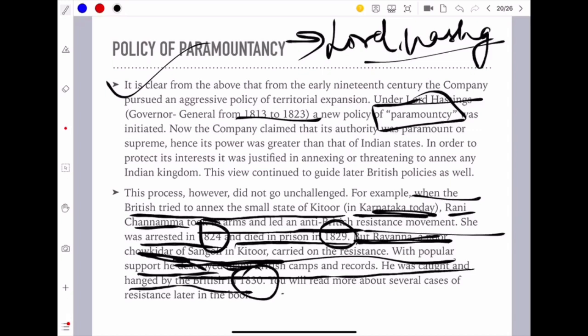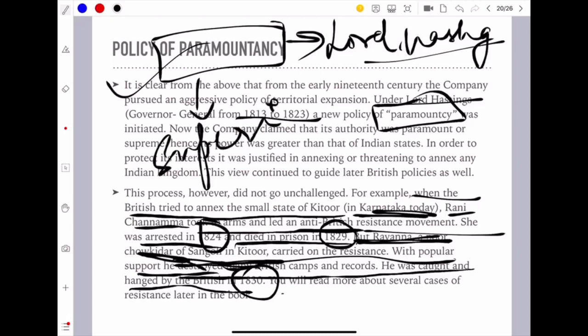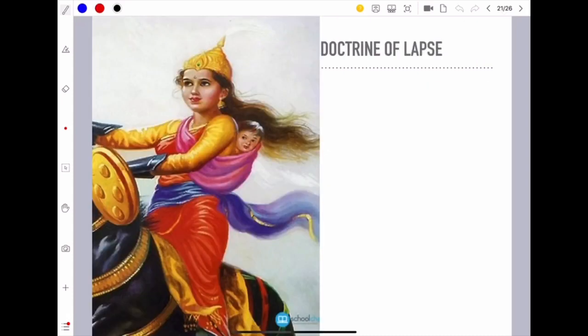So you can see what the Policy of Paramountcy was. They said that we are superior than the Indian states, and we can occupy any place. What kind of stupidity was that? Oh my god, my favorite topic.